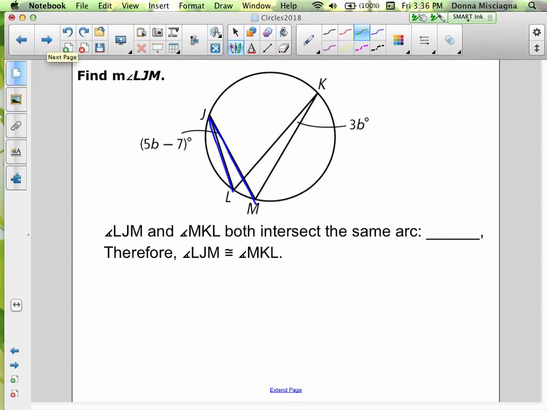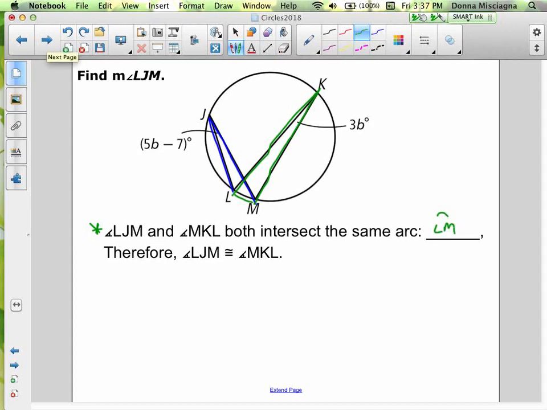And the other one, of course, has to intercept this arc. So that would be MKL. So now these two intercept the arc. And did I put the typing? I didn't put the typing, so I'm sorry. You might have to write a little bit. You can abbreviate a little bit. So angle LJM and angle MKL both intercept the same arc, and that arc is LM.